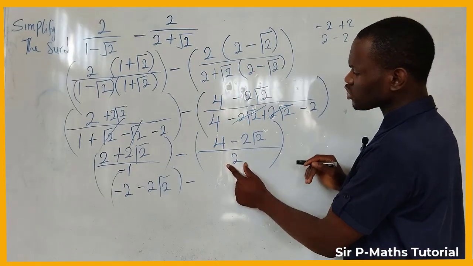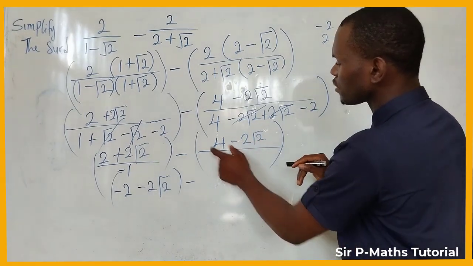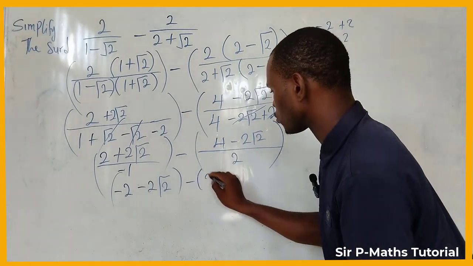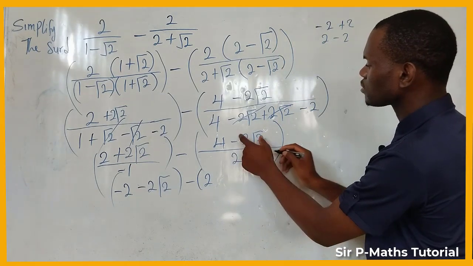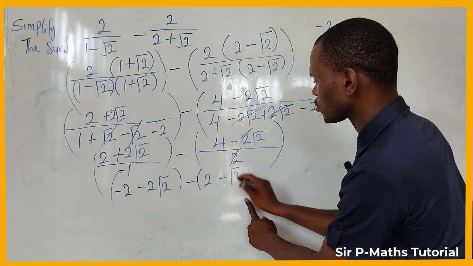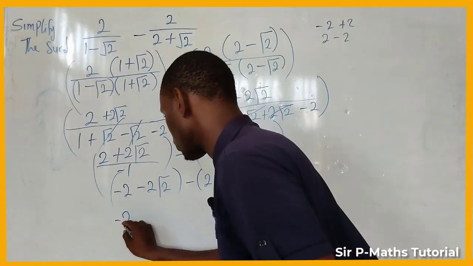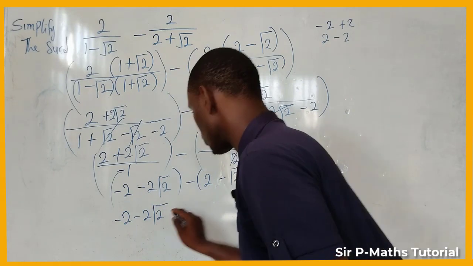2 is also a common denominator between 4 and 2 root 2. So 2 will divide 4, and then we have 2. 2 will divide 2 root 2. This 2 will cancel this 2. I'll have minus root 2. Then let us now open the brackets. I'll have minus 2 root 2.